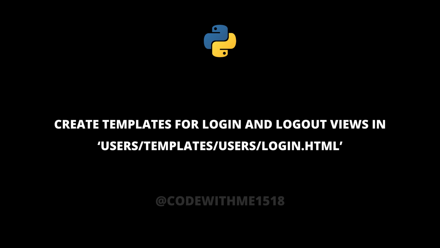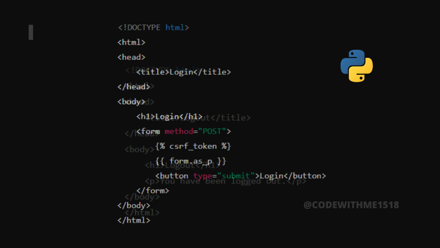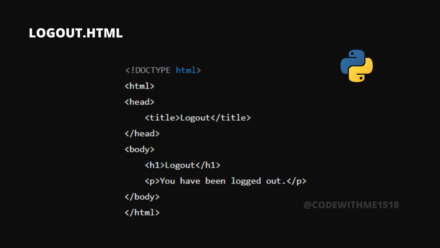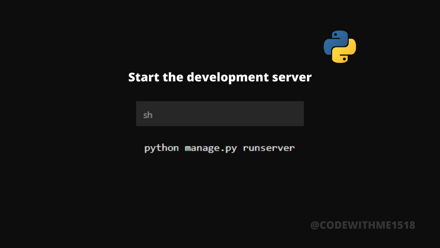Next, create templates for login and logout views in users/templates/users/login.html, and logout.html. To restrict access to the post creation view, update blog/views.py. Now, users need to log in to create a new post.